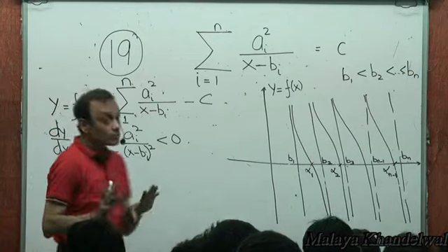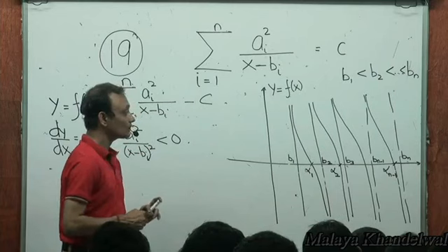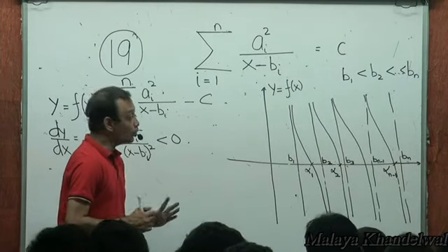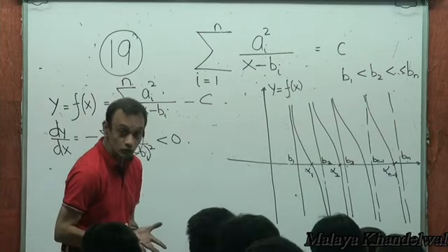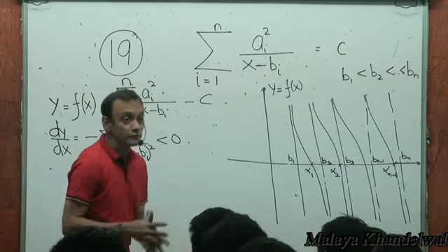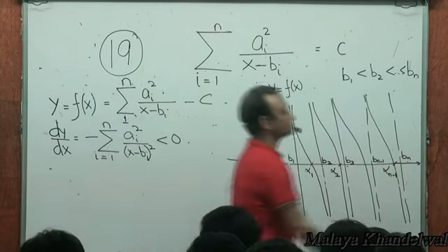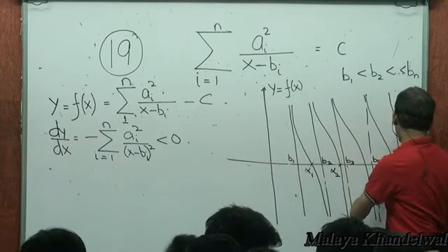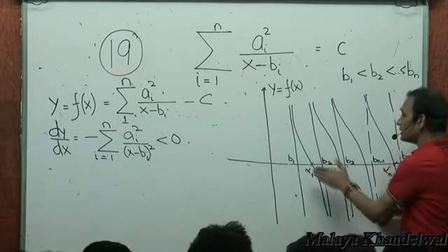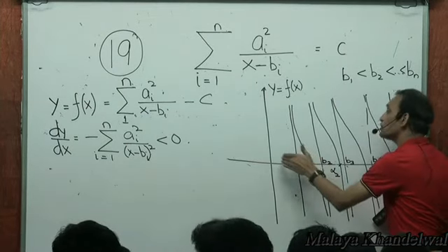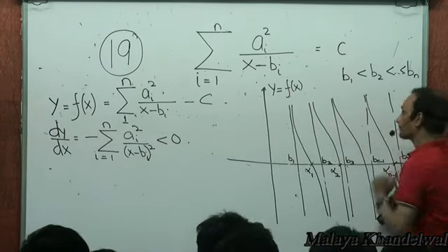Now, the point is, I'm not done. I need to know what happens before b1. I need to know what happens after bn. Those are also prospective domains to examine, before b1 and after bn. So one thing for sure, as far as b1 to bn is concerned, it has n minus 1 real roots. Let's investigate before b1 and after bn. Clear?